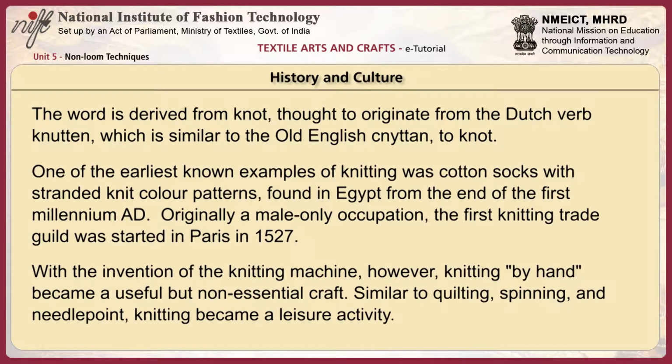The word is derived from knot, thought to originate from the Dutch verb knooten, which is similar to the Old English knitten, to knot. One of the earliest known examples of knitting was cotton socks with stranded knit color patterns found in Egypt from the end of the first millennium AD. Originally a male-only occupation, the first knitting trade guild was started in Paris in 1527. With the invention of the knitting machine, however, knitting by hand became a useful but non-essential craft. Similar to quilting, spinning, and needlepoint, knitting became a leisure activity.